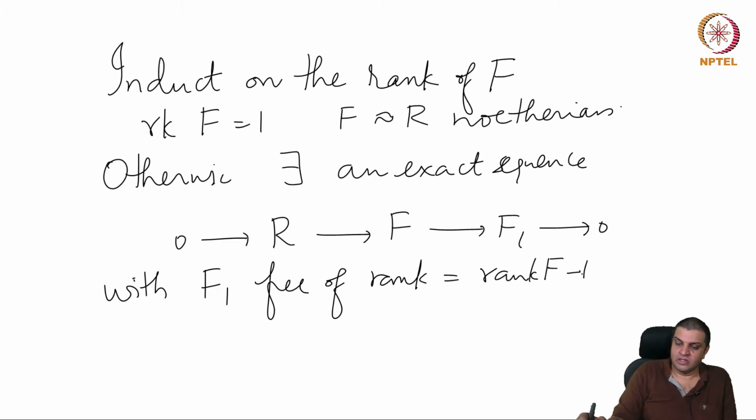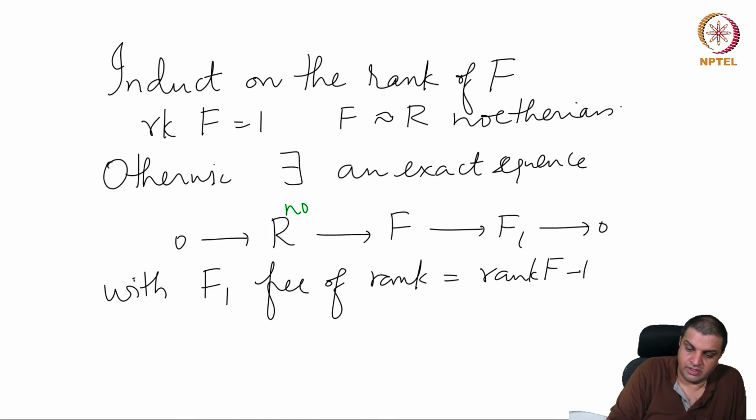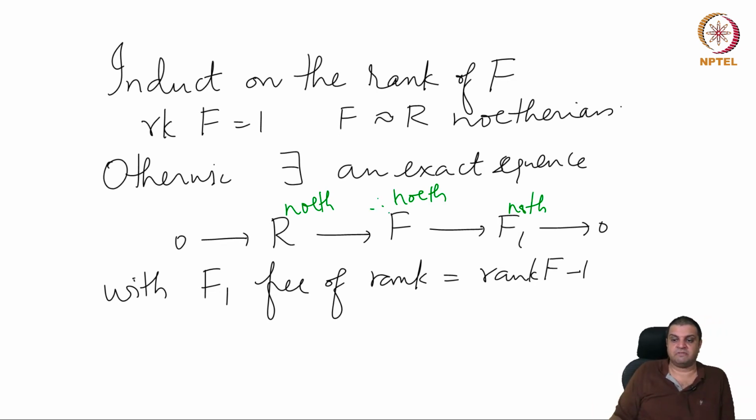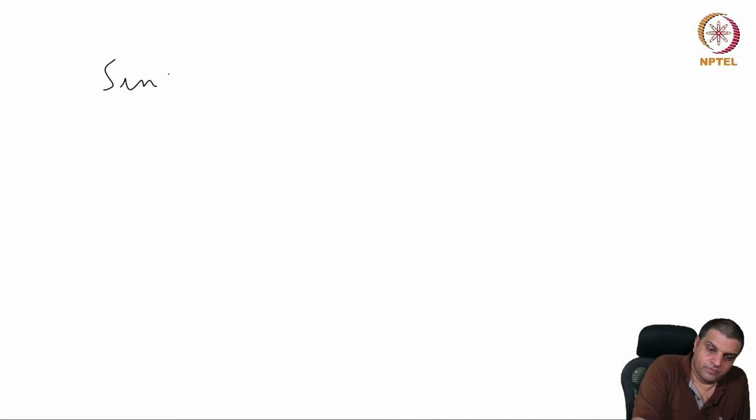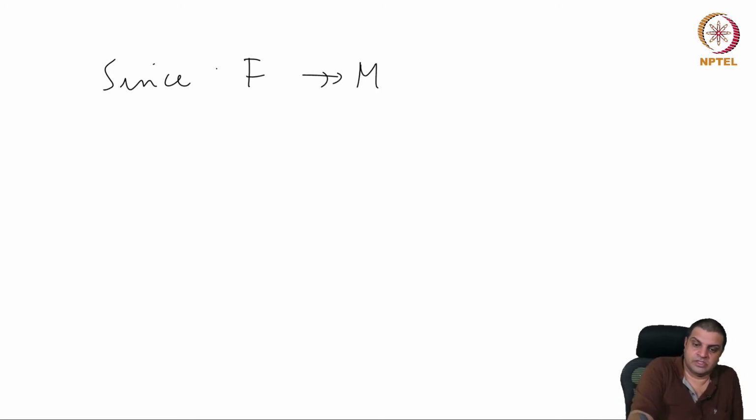Okay. So this is Noetherian, and by the previous proposition we can conclude that this is also Noetherian, and therefore F is Noetherian. So any finitely generated free module is Noetherian, and now back to the proof, since there exists a surjective map from F onto M, M is Noetherian.